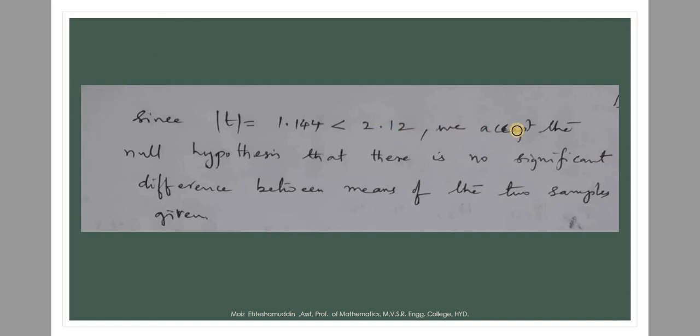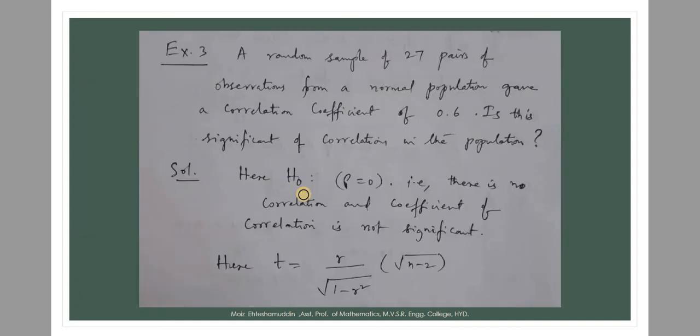tabular value. Therefore we accept the null hypothesis that there is no significant difference between the means of the two samples given. So whatever difference is there in the two samples, it is just allowed at a 5% level of significance. The difference is not much, that is the difference is not significant at 5% level of significance.